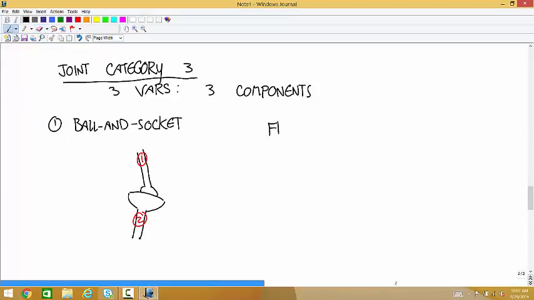So, free body diagram of body 1. We just have a full force vector, the force on 1 by 2. Non-zero, all 3 components are non-zero in general.